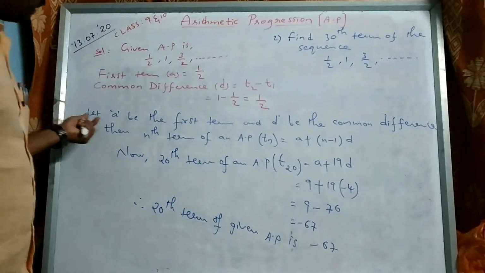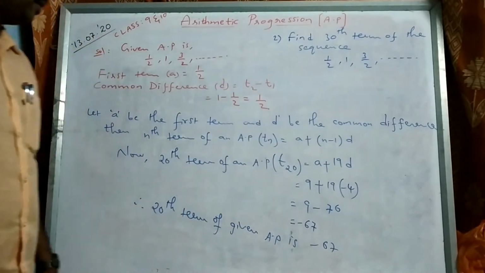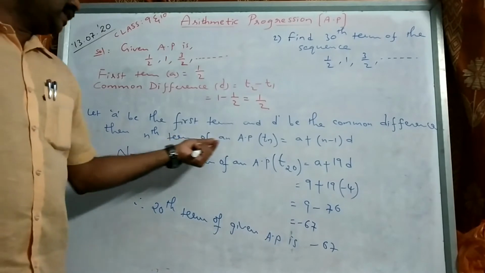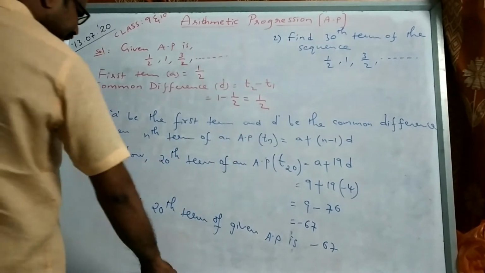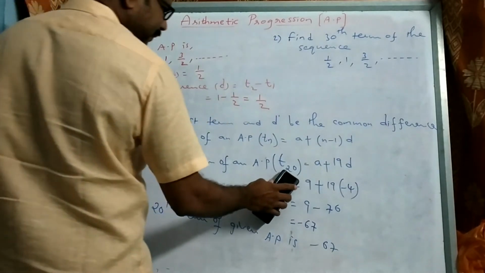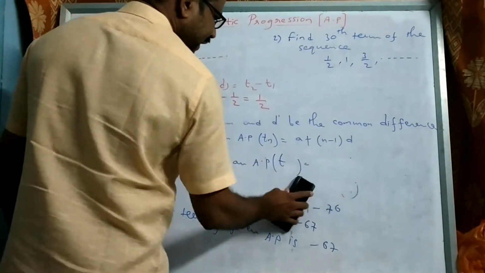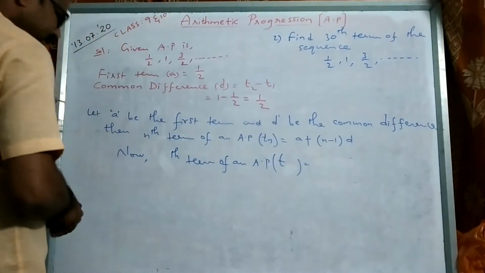So the formula is common everywhere. Let A be the first term and D be the common difference. Then the nth term of an AP is A plus (n minus 1) into D. Now which term do I want to find here? The 30th term. I want to find the 30th term. So how do you find the 30th term?